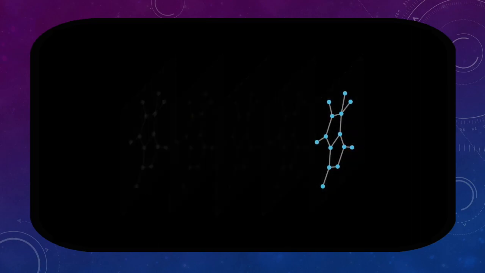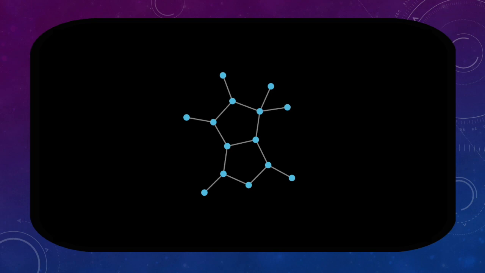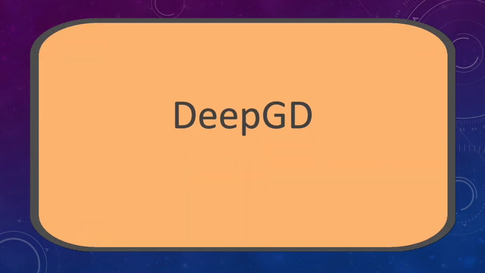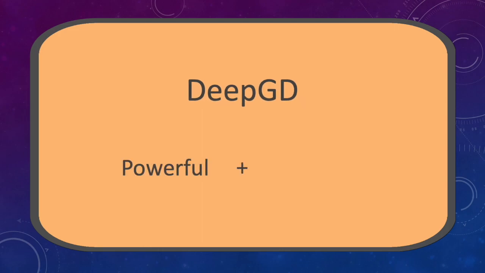Given this information, DeepGD is able to compute the position for each node in the generated layout. In summary, DeepGD leverages the power and the flexibility of graph neural networks to draw graphs in a way that multiple aesthetic goals specified by the user are satisfied.